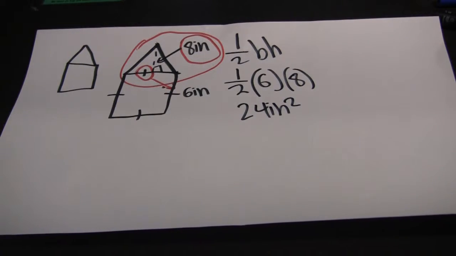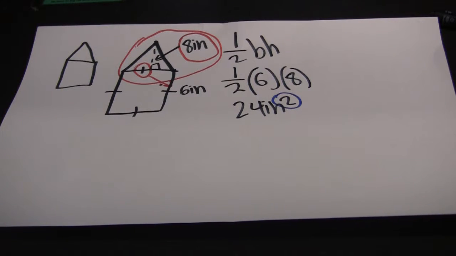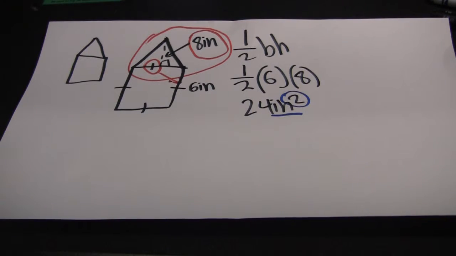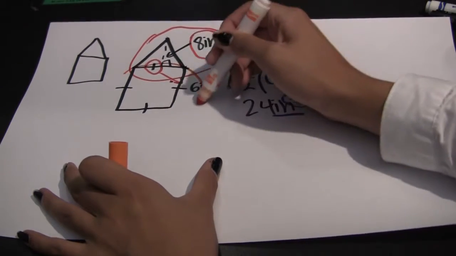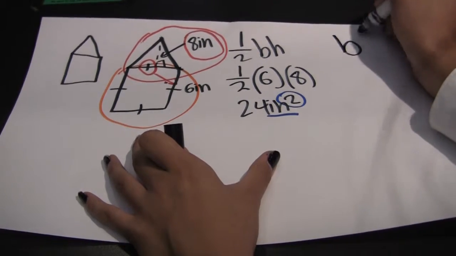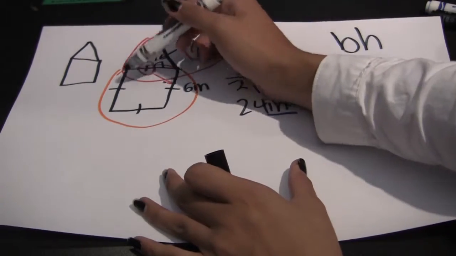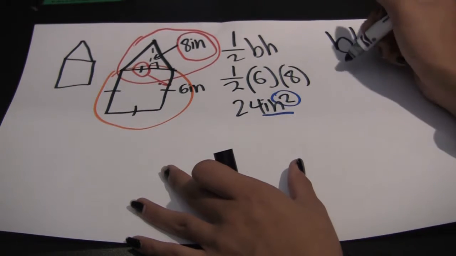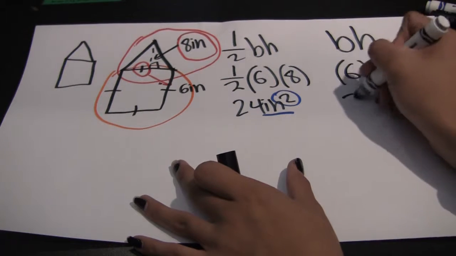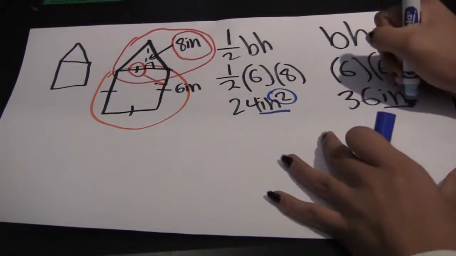Now remember, when you are doing area, you must always put the squared, or else you might get your answer wrong. And remember to also put the units you're using. Now that you have the triangle portion, we are going to do the square portion. This is basically just the equation base times height. Since you know that all sides are equal, 6 inches, 6 inches, 6 inches, 6 inches, the base is going to be 6 inches times 6 inches. Your answer is going to be 36 inches squared. Now remember not to forget your units or to put that it is squared.